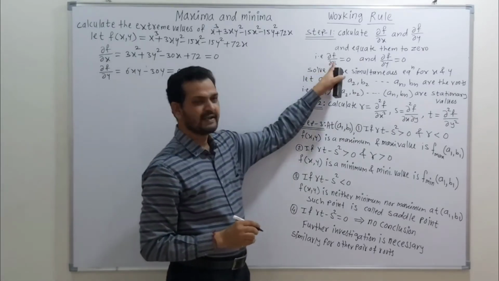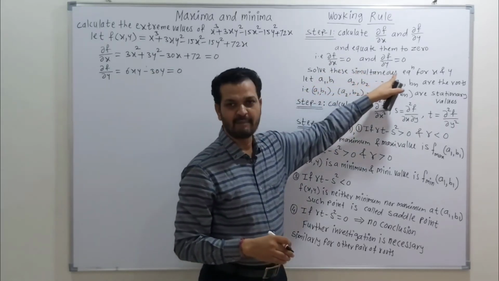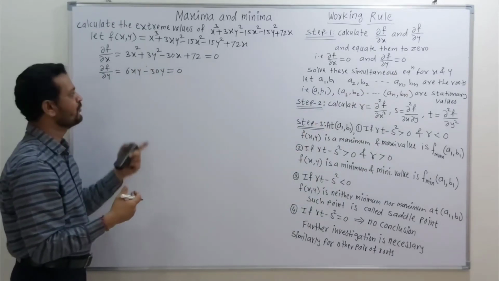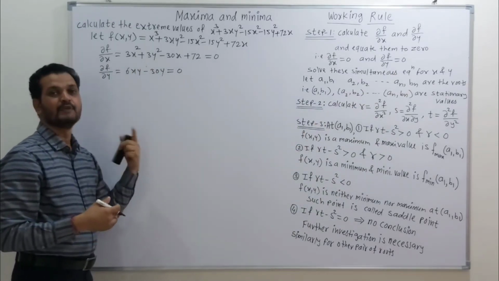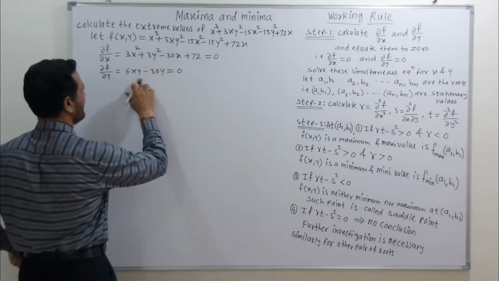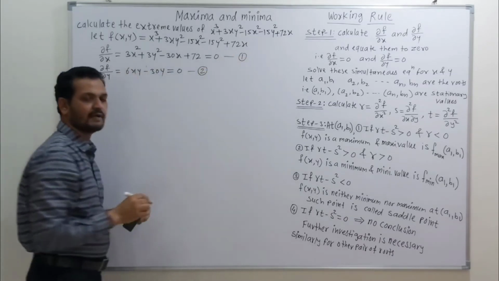So then after finding these two partial derivatives and equating to 0, solve these two simultaneous equations. So that means solve this first and second equation and try to find out the stationary values. That means pair of roots of given equation. So let's call this equation number 1, let's call this equation number 2.